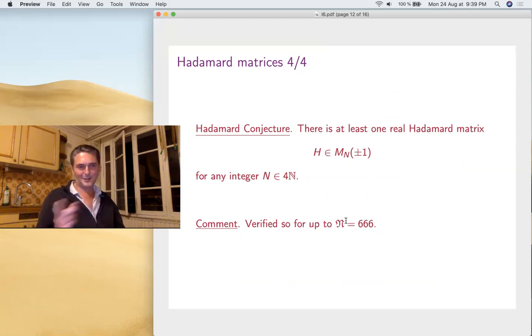And now, and there is no joke here, this is verified up to this number of the beast, 666, as of now, 2020. Meaning that, since this is not a multiple of 4, it's true up to 664, and it's not known starting from 668. So there's a bit of magic here. This bad number appearing, very good conjecture.